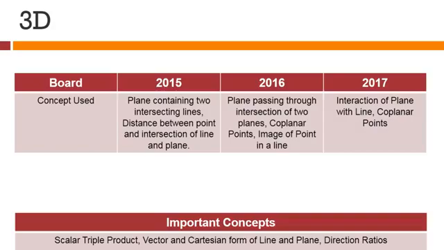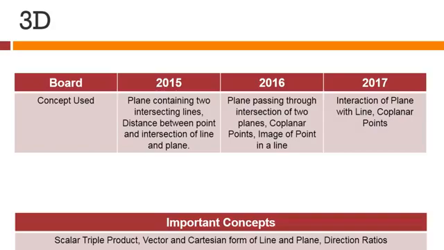And the coplanarity question again comes. It can be asked to prove that these 4 points are coplanar, so their scalar triple product will be used. Then, important concepts, as I have mentioned: you need to be very thorough with direction ratios and vector and Cartesian form of lines and planes. If you do this much, then definitely you can score.